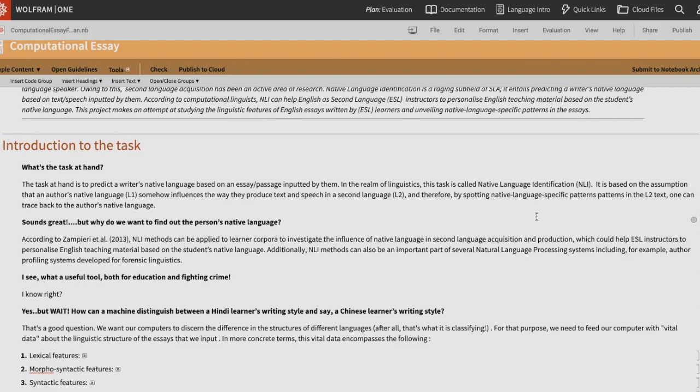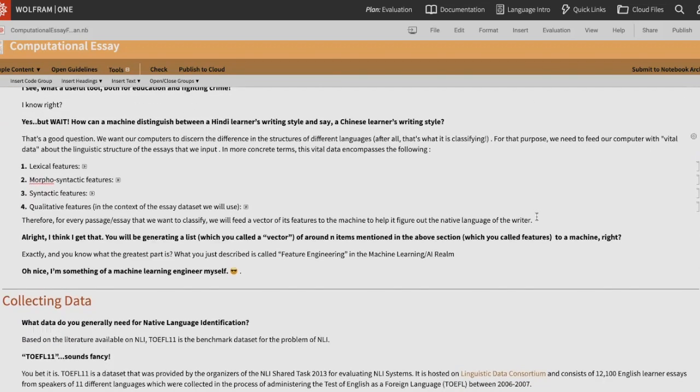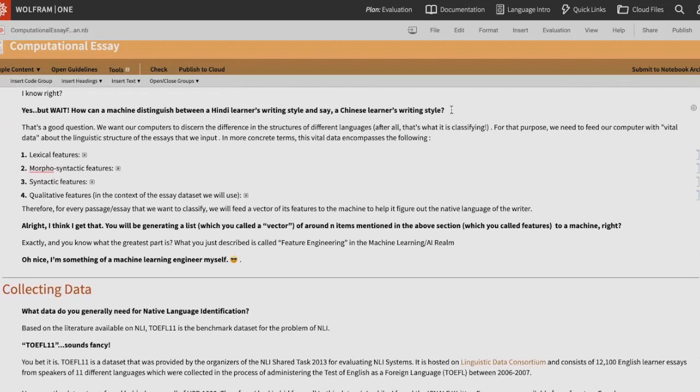So now that I'm done with the motivation, let's ask ourselves the question which may have been in our minds for pretty long. And that is, how do we make a machine distinguish between a Hindi learner's writing style and a Chinese learner's writing style? Because clearly, I think that's something that we can't infer with our naked eyes, but something that a computer can, if it is fed with data of English texts written by students speaking diverse first languages. And for that, we turn to various linguistic features.